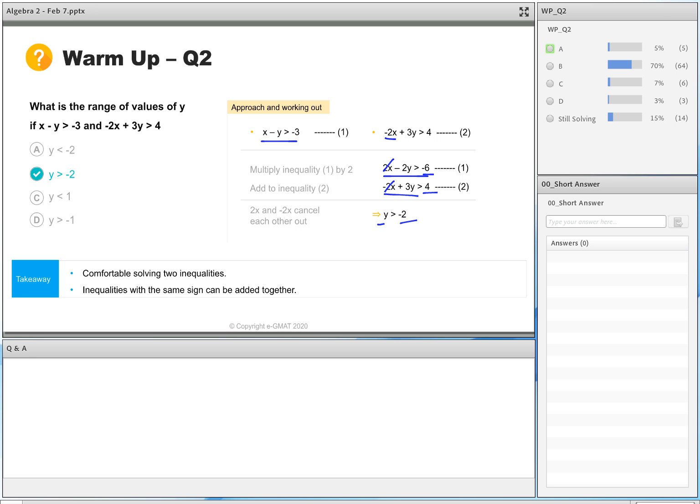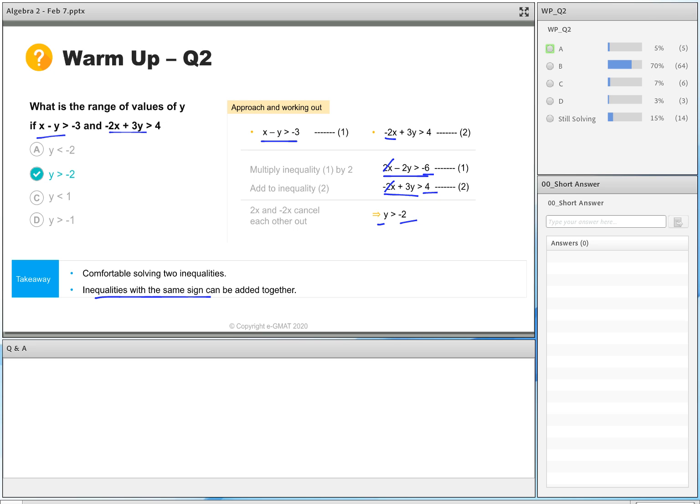Now, two very, very important things to learn from this question. First is that you told me that if I have two variables in the question and I need to find out the range of one variable, I have to eliminate the other variable, right? This is the first thing to learn over here. The second thing, and a very important thing, is inequalities with the same sign can be added together, right? So please keep this information with yourself.